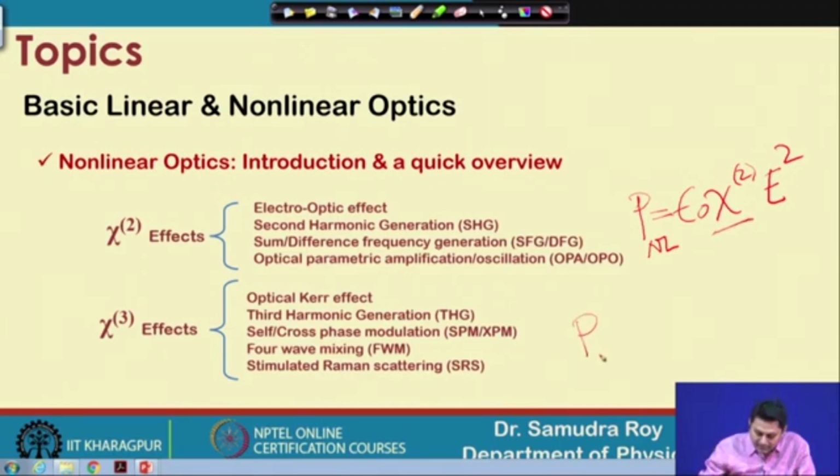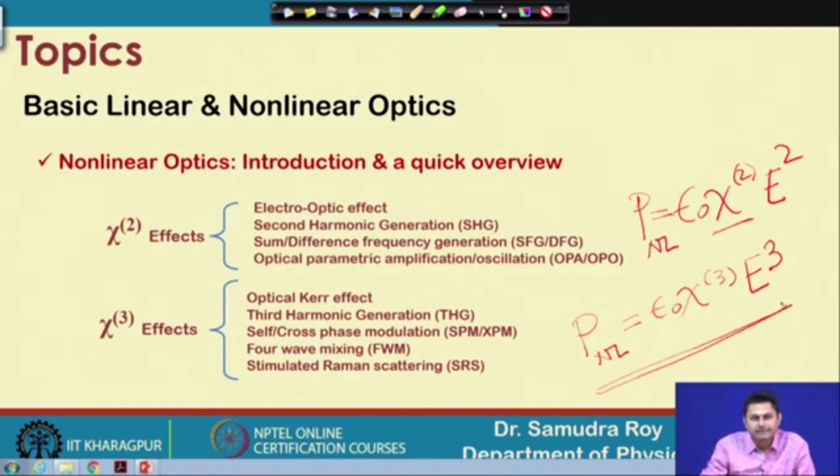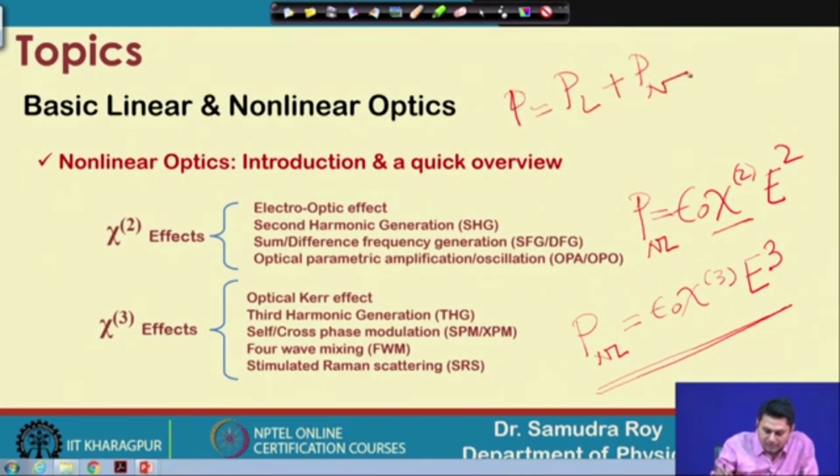On the other hand, if I write the nonlinear polarization term as epsilon 0 chi3 E cube, then you have a different kind of phenomena, and these phenomena are listed here. We will discuss each and every phenomenon in detail in this course. But the important thing you should know is that in all cases the electric field and the polarization are related by this simple expression where the E cube term is there. In general, P is represented by P linear plus P nonlinear, where the P linear term is nothing but the first order term, epsilon 0 E.